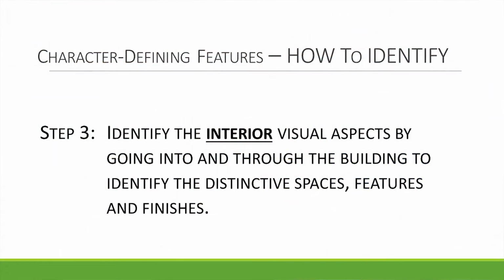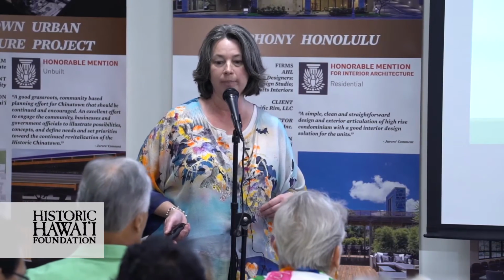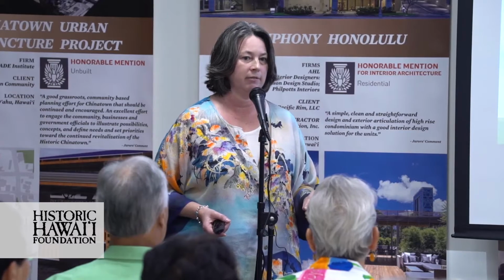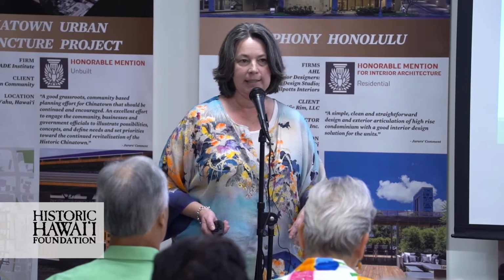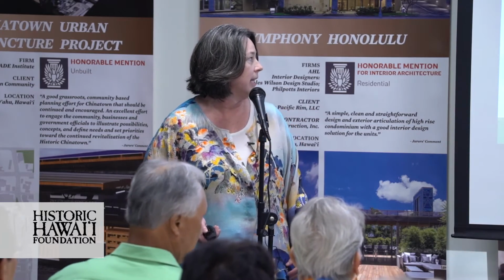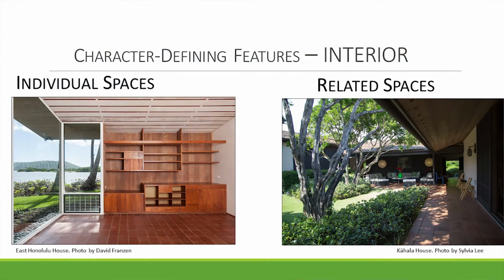And then step three, don't forget the inside. As you move from the outside to the inside, go through the building, look at the different spaces, both individually and how they relate to each other. So the interior features may be built in. You aren't really looking so much at furniture, which can change, but the built-in features. And are there distinctive spaces? This example in Aina Haina really shows that relationship between inside and outside, and very much the views that are being framed by the house are part of that feature.